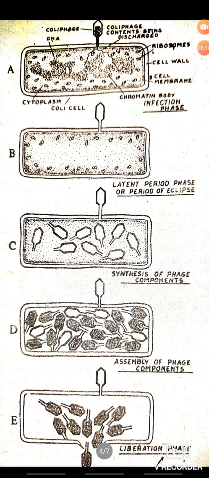So by the infection of the bacteriophage, there is the recombination of two DNAs, and this process is called transduction, and this we have already discussed under the multiplication of virus.